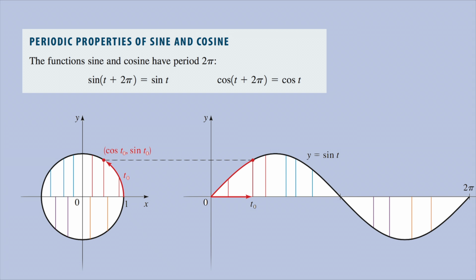The functions sine and cosine have a period of 2 pi. Sine of t plus 2 pi equals sine t, and cosine of t plus 2 pi equals cosine t. Imagine a terminal point on the unit circle. To make one full lap around the circle, one needs to trace the entire circumference of the circle, which would be 2 pi. Make sense?